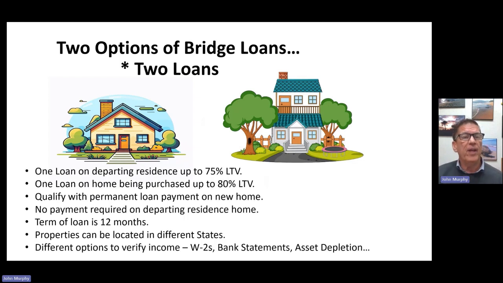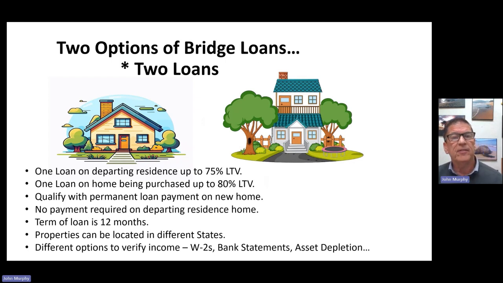But we have another option for you, which uses two loans, and it does have some advantages. The one loan is on the departing residence, up to 75% loan to value there. So there's one loan on the home that you own, up to 75%, which pays off the loan that you had there, and it sits there for up to a year. The cash from that loan is used for the down payment on the new home, and we'll go up to 80% of the value on the home that you're purchasing. So you're basically borrowing from your current home with a loan that you do not have to qualify for in the debt ratios. You only qualify with a permanent loan on the new home. There's no repayment required on the departing residence. The term on that loan is 12 months.